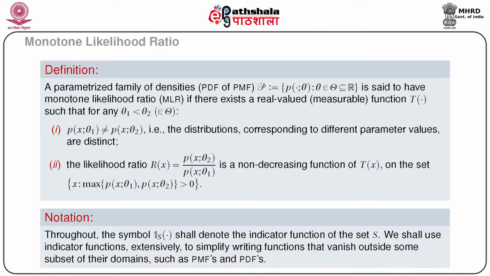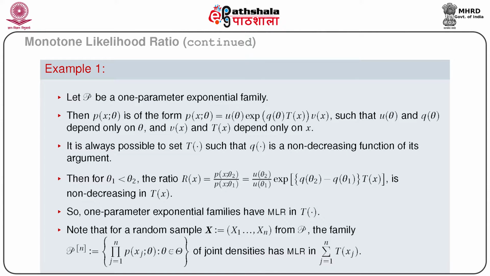Number 2, the ratio R(x), which equals P(x, theta 2) by P(x, theta 1), is non-decreasing in T(x) on the set of all x such that the maximum of P(x, theta 2) and P(x, theta 1) is greater than 0. Note that if P(x, theta 2) equals 0 and P(x, theta 1) greater than 0, R(x) equals 0, and if P(x, theta 2) greater than 0 and P(x, theta 1) equals 0, R(x) equals infinity. First, we shall discuss some examples on MLR families.